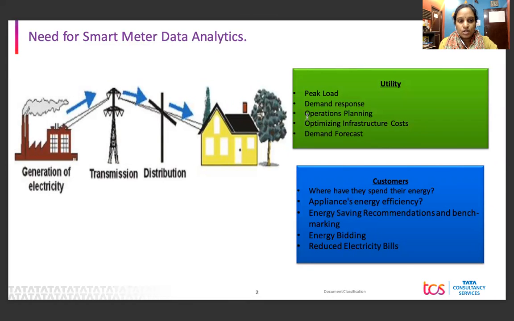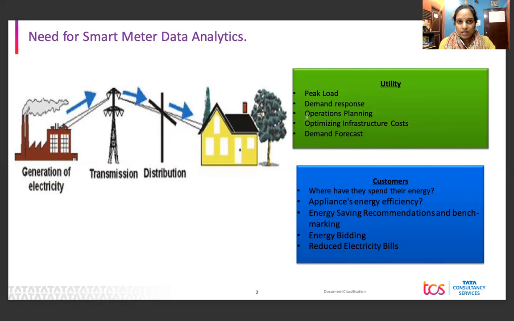In the electricity generation, transmission, and distribution scenario, it is important to be able to manage energy consumption at the demand side for an efficient supply-demand chain. At the utilities level, it therefore becomes imperative to know peak load consuming durations during the day and to be able to mitigate them using varied incentives like demand response. You must also be able to plan their operations based on consumption forecasts for a region, locality, or for a set of households.